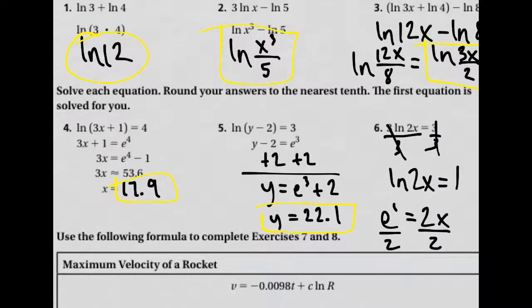So your final answer, I'm going to write it up here in blue so it stands out. x equals e to the 1 divided by 2. Just punch that into your calculator. You don't have to do e to the 1. It's just e divided by 2, which is approximately 1.4. There's your final answer right there.